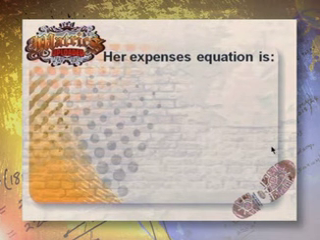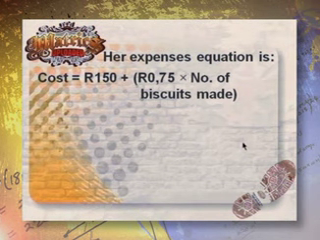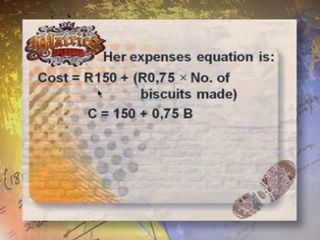But before we do that, let me just quickly show you something here. Her expenses equation is the cost, 150 Rand, that's her fixed costs, plus 0.75, that's 75 cents, times the number of biscuits made. That would be her expense equation. And we always abbreviate this. We say C for cost is 150 plus 0.75 times B, for biscuits. That's that equation.